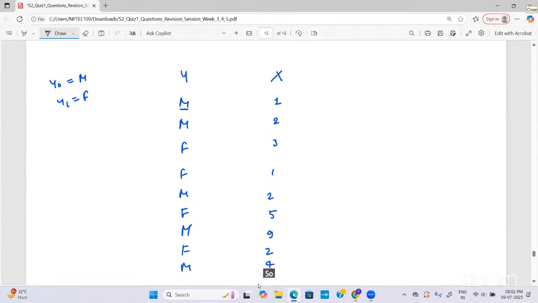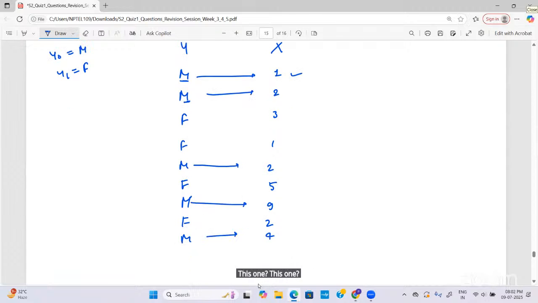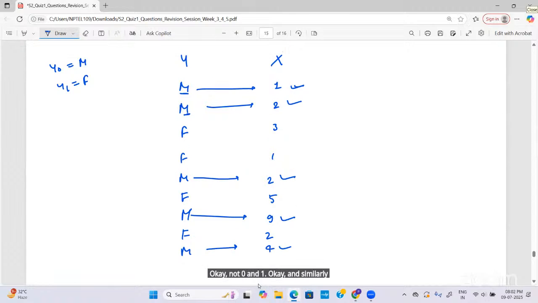So male. So you have to take these values. This male, this one, this one, this one, this one. So 1, 2, 2, 9, and 4. You have to take the mean of these values, not 0 and 1. And similarly, if you have to calculate y1 bar, which belongs to female, it will be 3, 1, 5, and 2. You have to take the average of these.